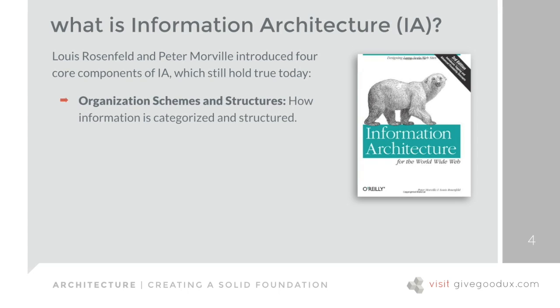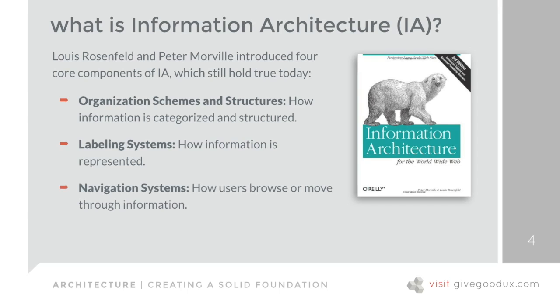The first, organizational schemes and structures, meaning how information is categorized and how it's structured. Next is labeling systems, right? How we represent that information. Navigation systems, meaning how users browse or move through that information. And finally, there are search systems, which is how people look for information.